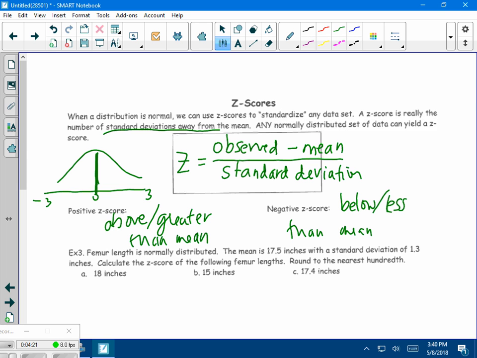And it kind of depends on the context as to whether or not that's good or bad. With blood pressure, you don't want to be above the mean. You'd rather be below it. If you're talking test scores, you want to be above the mean. You want to do better than everybody else.